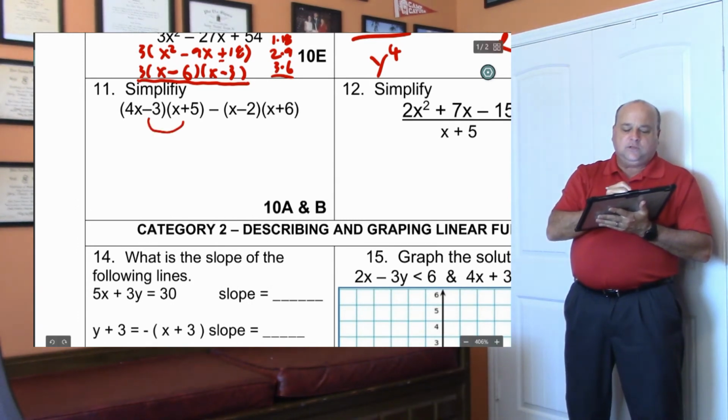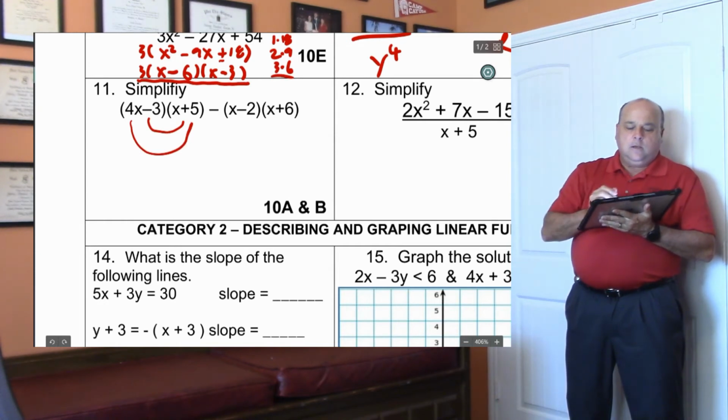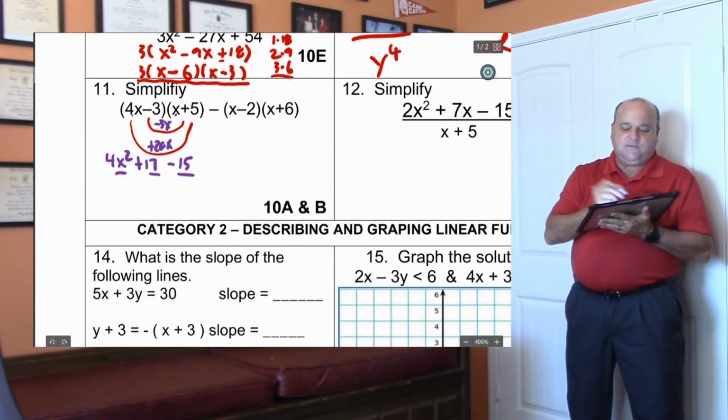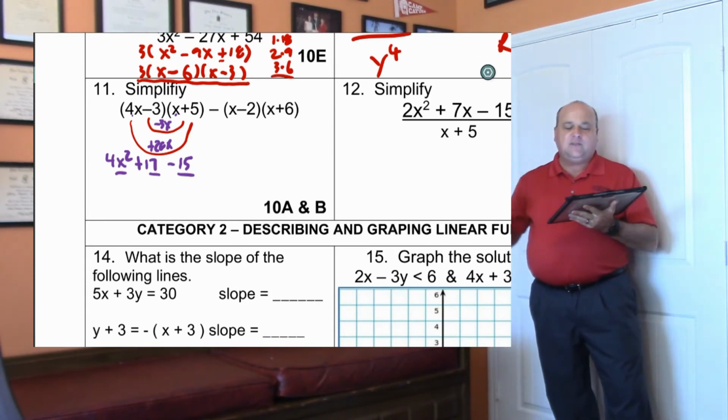First thing we're going to do is the FOIL, right? Okay, so we draw our 3 blanks. 4x times x is 4x squared. Negative 3 times 5 is a negative 15. My inside arch is negative 5x. My outside arch is 20x plus 17x. So I just FOILed and got that one, right?